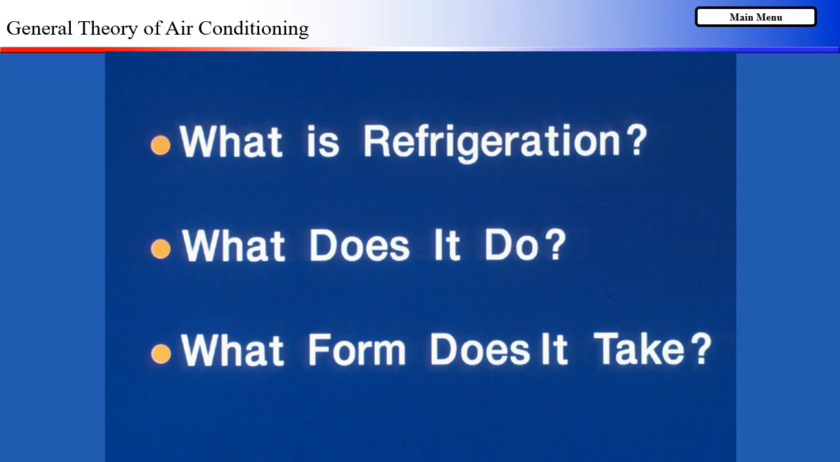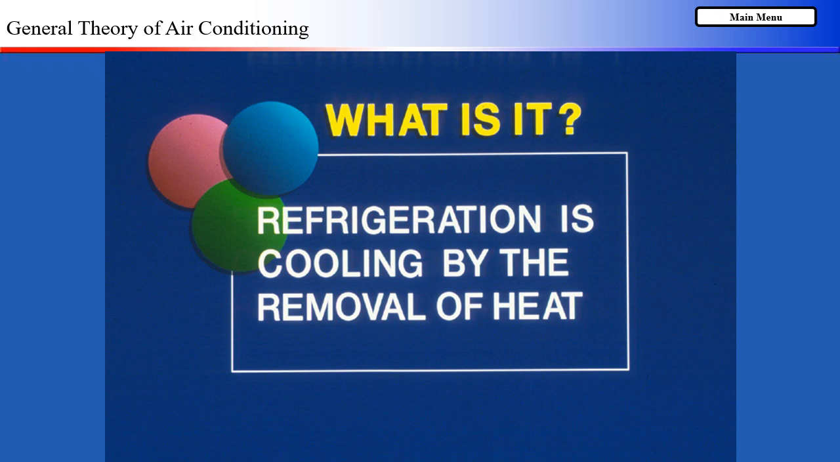What forms does it take? Simply defined, refrigeration is cooling by the removal of heat. Heat is a form of energy which man cannot destroy. Therefore, when heat is removed, it is really transferred from a place where it is not wanted to a place where it is less objectionable.